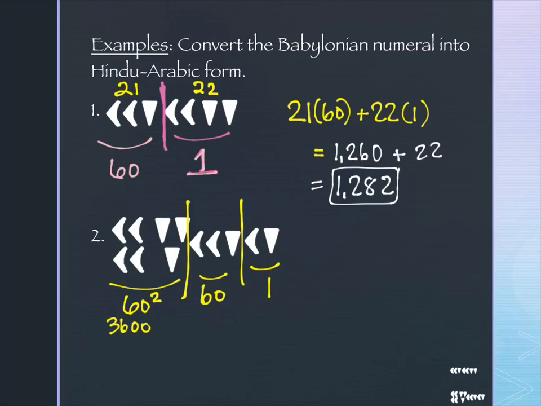3,600. Okay? Within our place values, let's figure out how much we have. Okay, so before the first vertical bar, how much is 4 arrowheads and 3 triangles? 43. How about between my 2 vertical bars? Another 21. And then at the end, I have 11. So we will have 43 times 3,600 plus 21 times 60 plus 11.